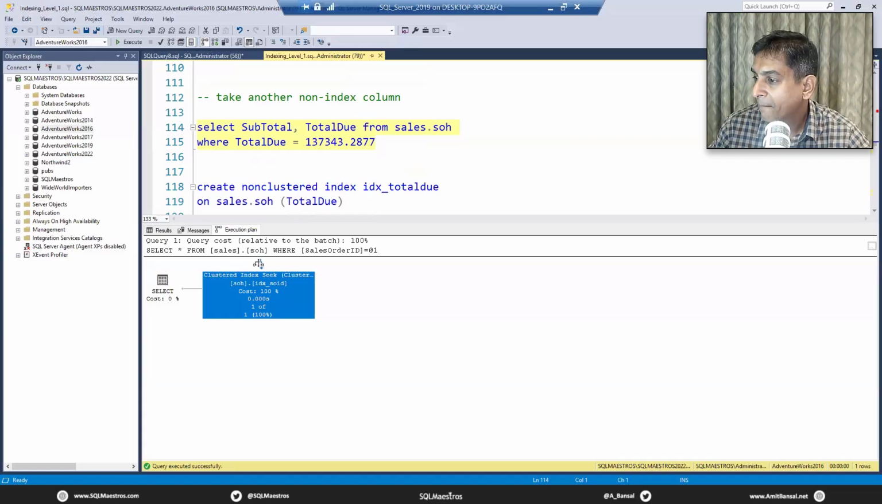I know this is basic stuff, a refresher for experienced people, but a lot of good learnings for new folks. What do you expect? Don't say table scan, please. This is not a heap anymore. I want to fetch a few columns and I say where total due is equal to something, right? Bang on. Many of you are spot on.